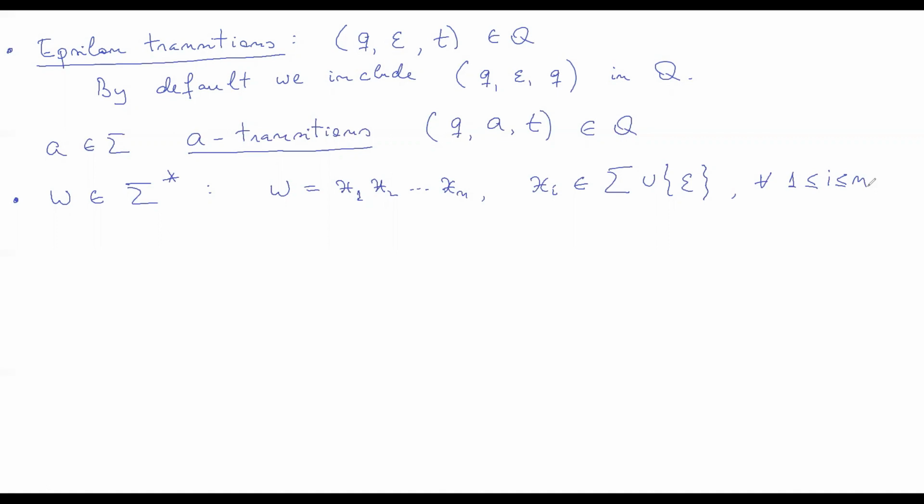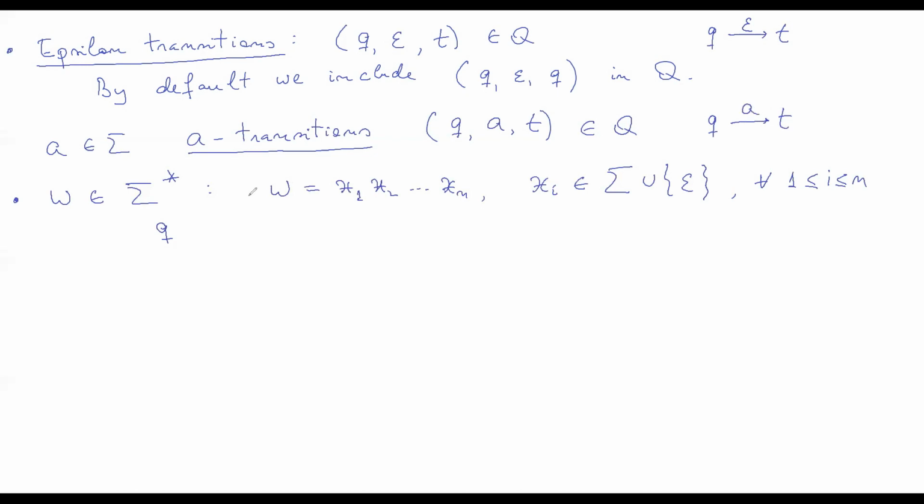We will say that if you are in state Q, I just introduce, maybe this is going to simplify my presentation. In terms of epsilon transitions, I'm just going to introduce this notation: Q goes to T with epsilon. And in case of A transitions, I'm going to introduce this notation: Q goes to T with letter A.